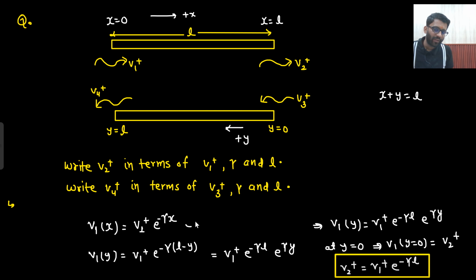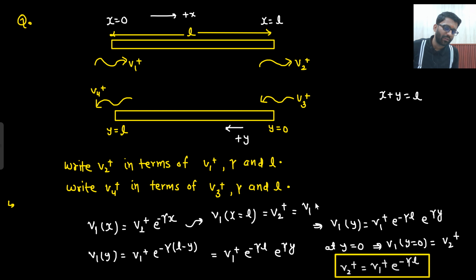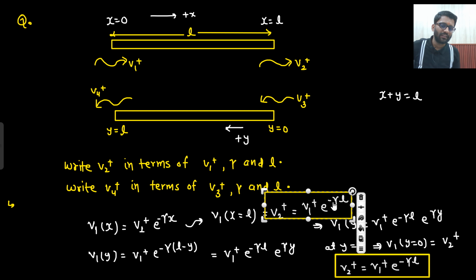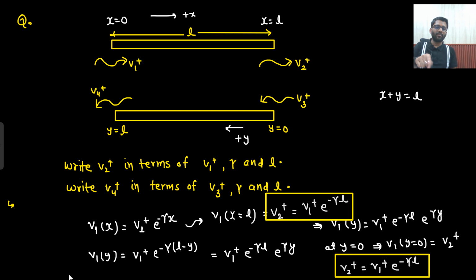But was this analysis required? From here only I could have found it out, no? v1 at x equals L, because with respect to x you have covered L distance. So v1 at x equals L would become v2 plus only, and v2 plus equals v1 plus e to the power minus gamma L. So here only I could have written the answer. This analysis was not even required, right? But if I need to write the equation in terms of y, this is how I will write it down. Are you getting this point?